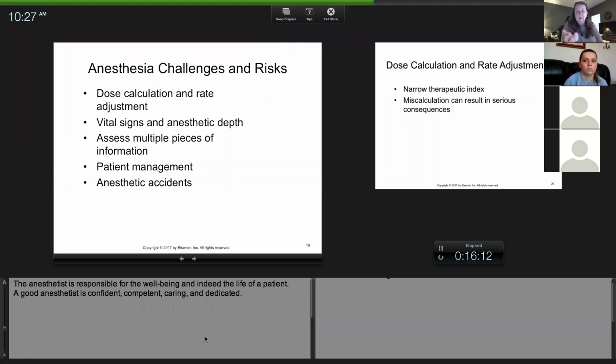We will practice calculations on tests. So we're going to do some calculations this term, just basic anesthetic calculations. And then obviously being able to interpret vital signs and depth.